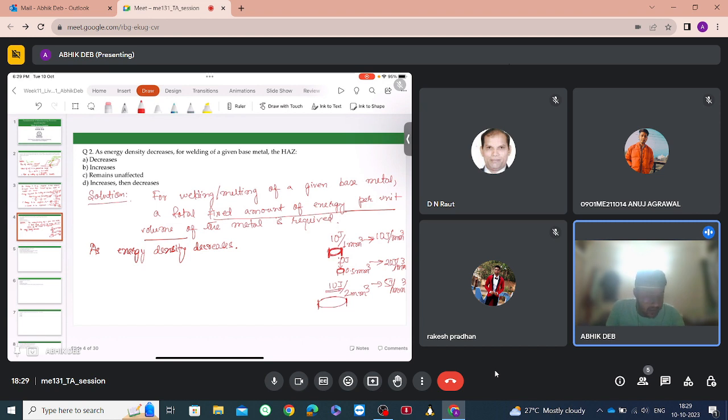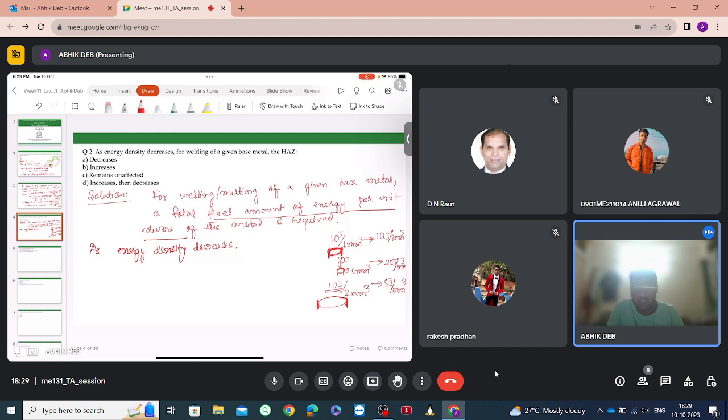But since it is 5 joule per millimeter cube, you will have to supply this energy. Say this melting would have happened in 1 second only, but here, since it is affecting a bigger area and the energy density is less, to supply 10 joule of energy for 1 millimeter cube, the time required for heating will also be more.